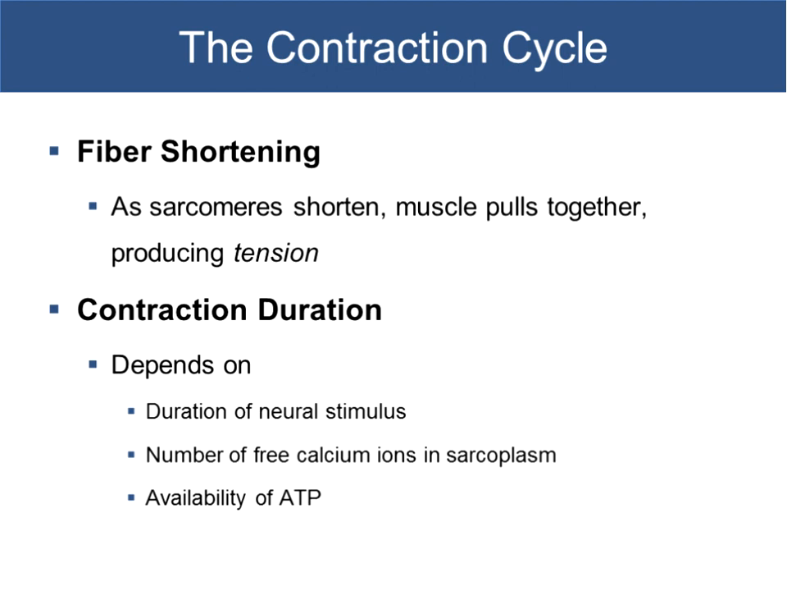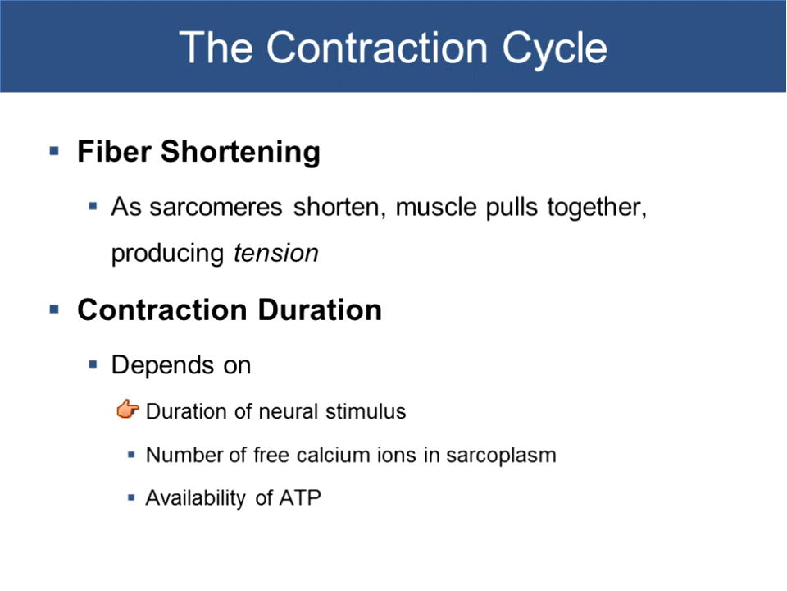So as that sarcomere shortens, the muscles pull together and that produces a tension. Now, how long that contraction happens is going to depend on a couple of things. One, it's going to depend on how long that neurostimulus is there. So how long or how much acetylcholine was released and left over in the synaptic cleft that allowed for how much sodium ions to come into the cell. So that's going to depend on how long this contraction takes place.